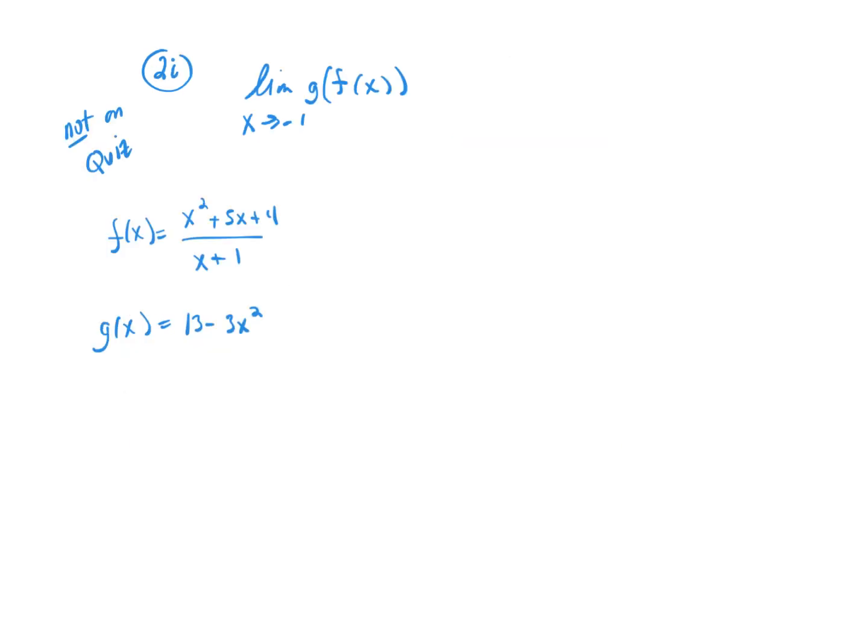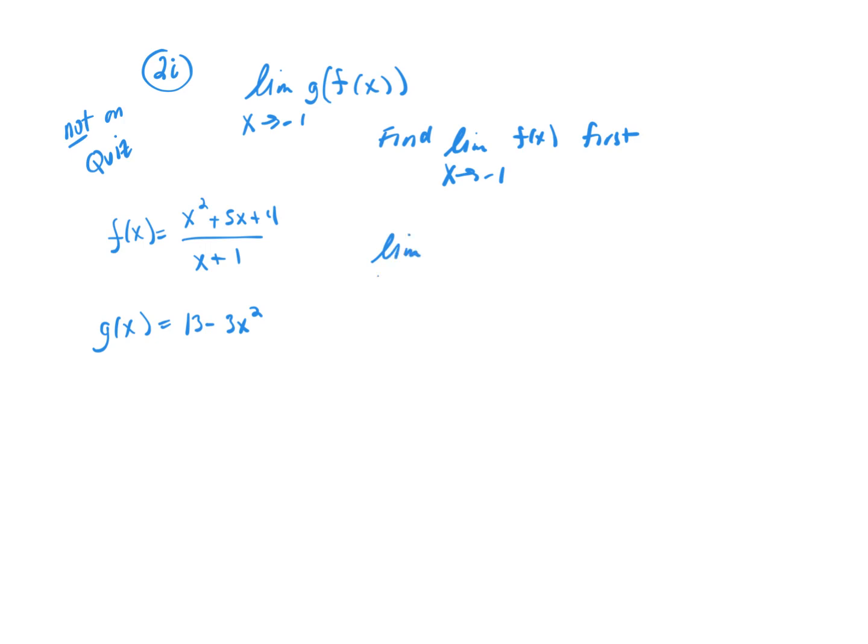Okay, so in number 2, part I, we're asked to find the limit as x approaches negative 1 of g of f of x. So we have to start by finding the limit on the inside function first. So we want to find the limit as x approaches negative 1 of f of x first. And then we're going to plug it into the outside.